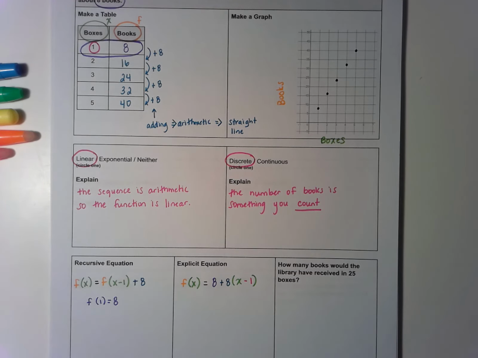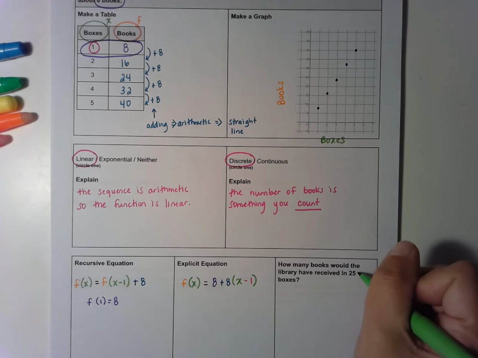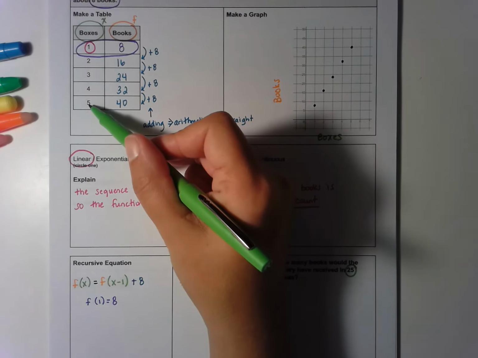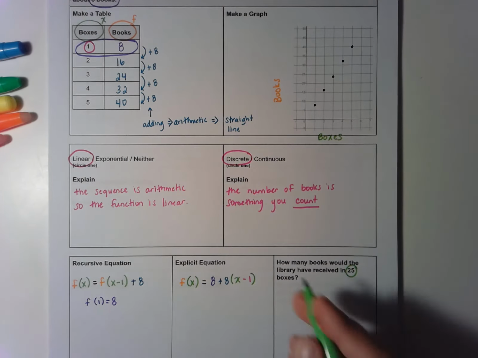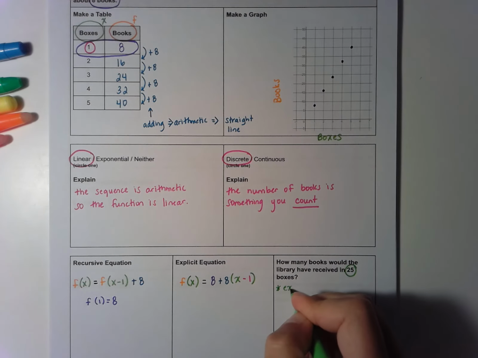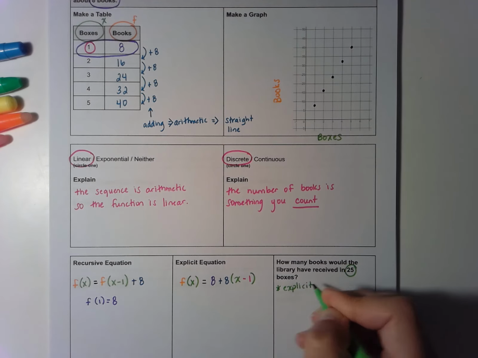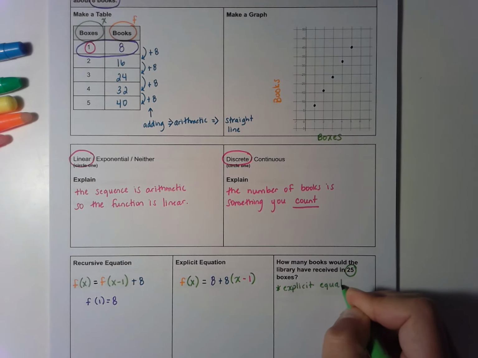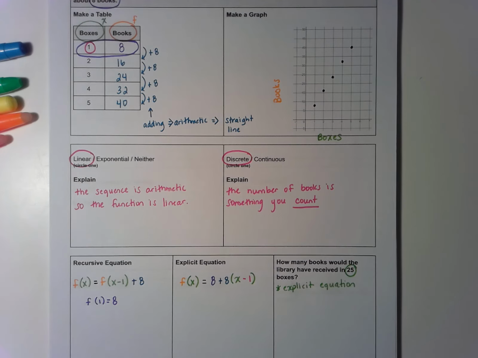Finally, if I want to know how many books the library would receive in 25 boxes, because the number 25 is not the next number in the table, this table stops at 5, I would use the explicit equation because I don't know the previous value. One of the things we talked about in our last unit and our last module was that if you know the previous number, the recursive is easier. I could just add 8. But since I don't know how many I had in box 24, it's going to be easier to use the explicit equation.